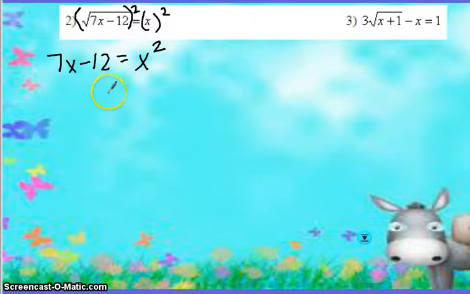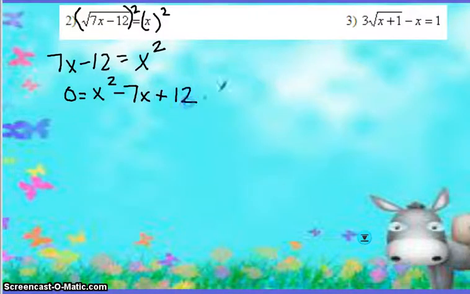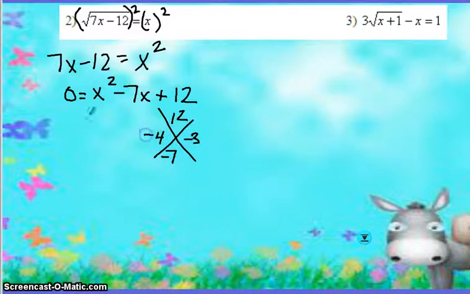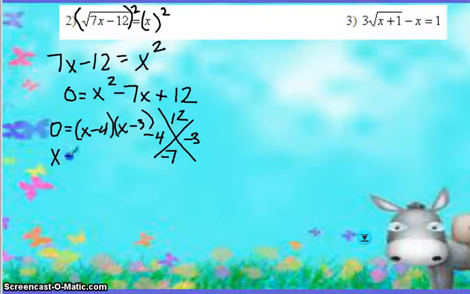Now, you know how to solve equations that look like this. You need to get the equation set equal to 0, need to add or subtract everything to one side, and then we're going to factor. So two numbers that multiply to positive 12, add to negative 7 would be 4 and 3, both of them negative. So we set up our factors, x minus 4, x minus 3, and we get our two possible solutions, 4 and 3.